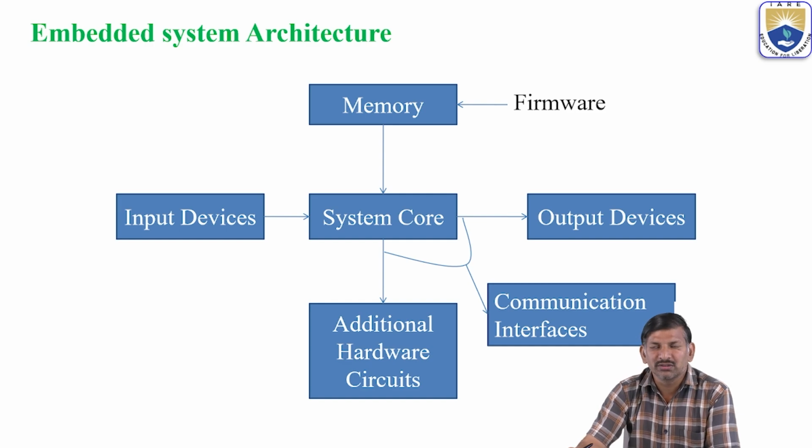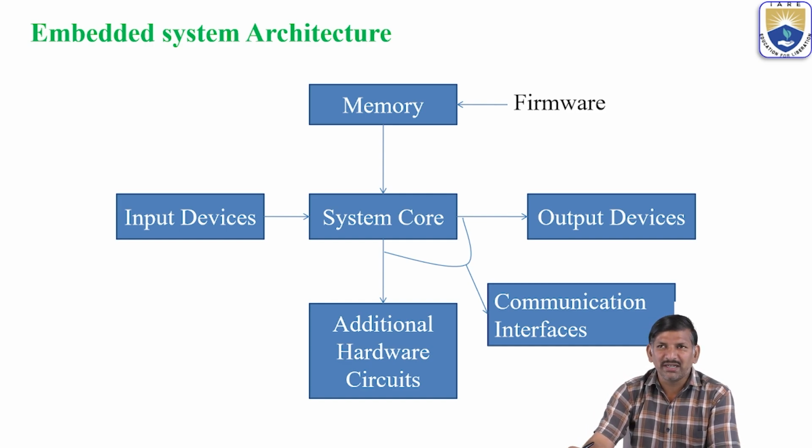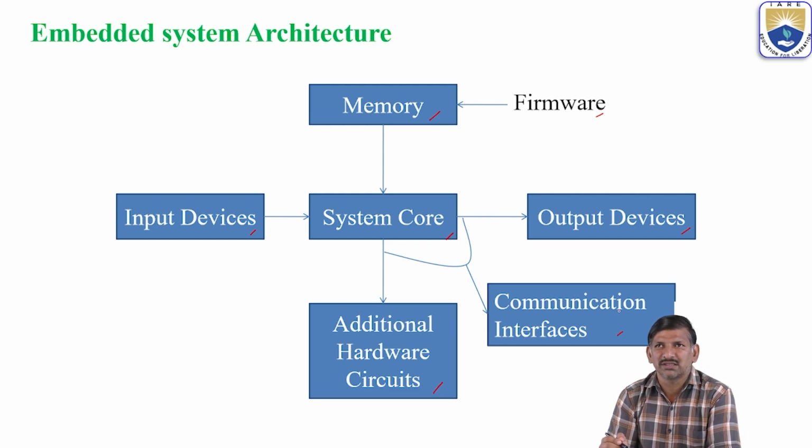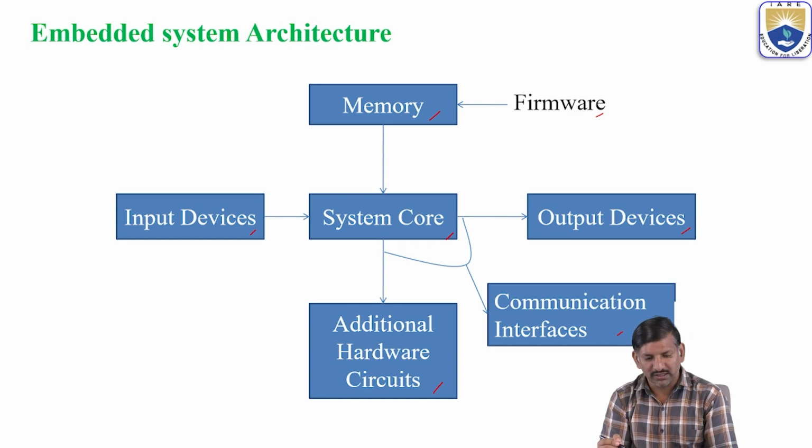So like this, the embedded system is divided into 6 parts. First is core components for executing the instructions, or firmware. Firmware means some set of instructions. And memory devices for storing the instructions. Input devices for capturing the current data. Output devices for monitoring and controlling. Additional hardware for doing the special functions. And communication interfaces for sharing the information among all these things. We will check one by one in detail.